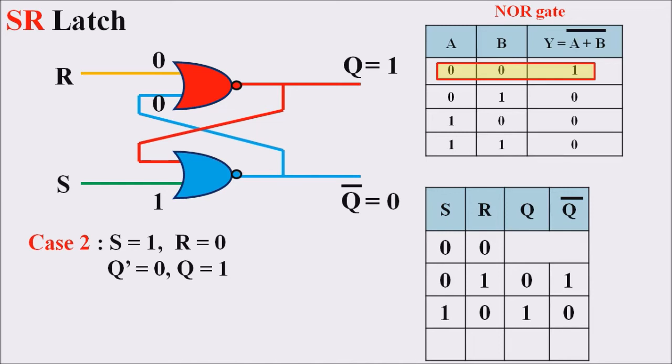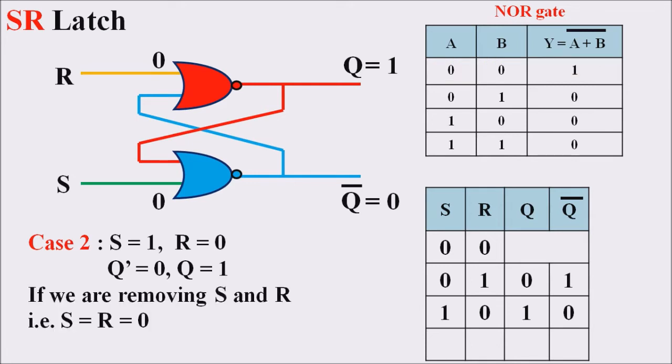So this simply means that the value of Q is equal to 1 as well as Q complement is equal to 0. This also becomes justifiable, that is, Q equal to 1 simply means that the Q complement value is 0. So the values are justifiable. So this is our second case: S value 1, R value 0 yields an output of Q equal to 1, Q complement equal to 0. Now let us consider if we are removing the values of S and R, that is, the value of S is equal to 0, R is equal to 0.